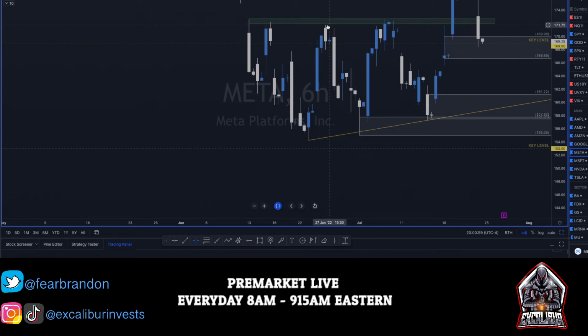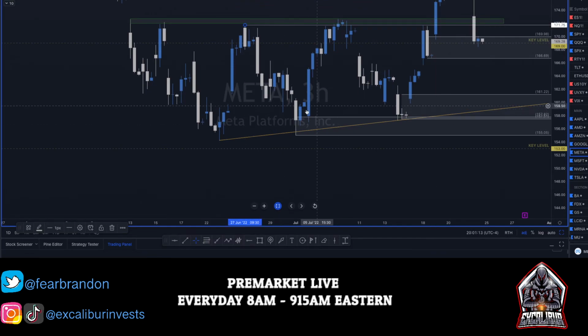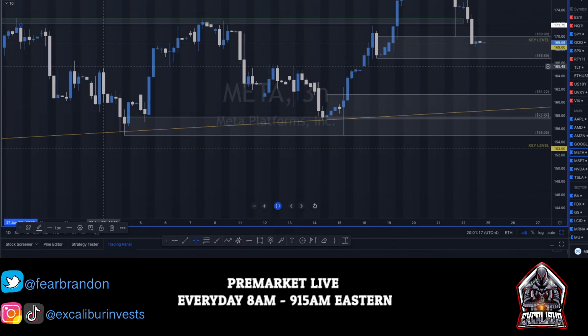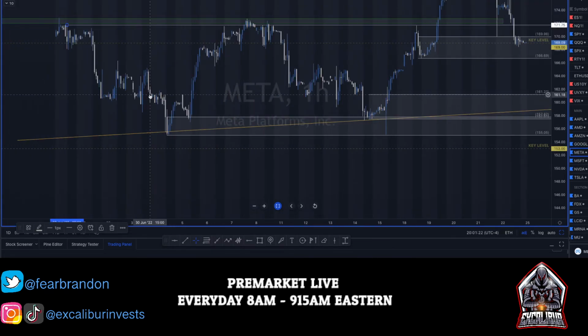You can tell it broke structure here. Broke structure here. So this one down here, I believe this was probably a lower time frame. Oh, this one was weird because it was like a double bottom. So I kind of went to extended, and I tried pinpointing where the actual consolidation was.